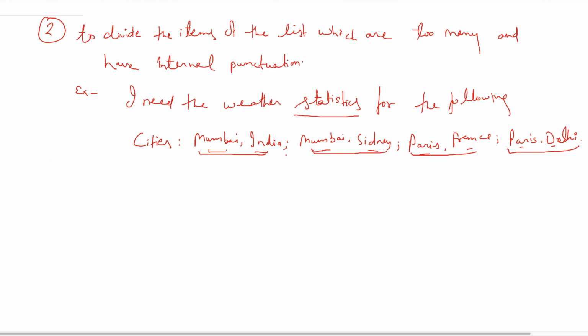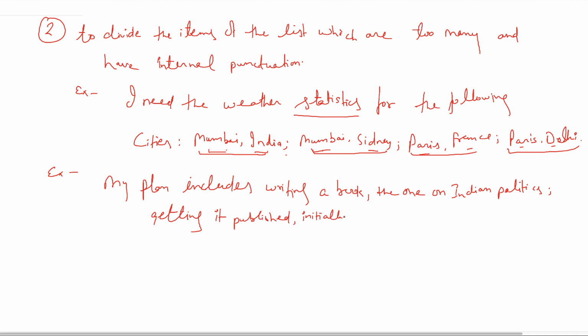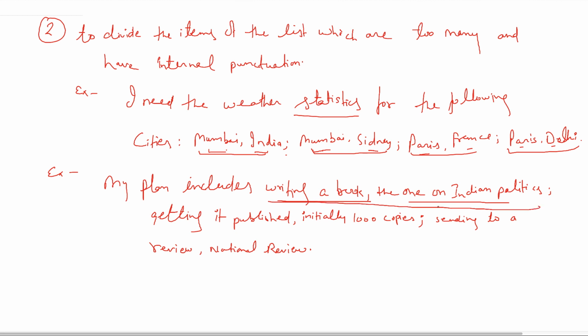We can take yet another example. My plan includes writing a book, the one on Indian politics; getting it published, initially 1000 copies; sending it to a review, national review. So here you look at the sentence. The plan includes many items. These items have further individual punctuation marks. Like he plans to write a book. It has a further quality, the one on Indian politics. So it is additional information that he wants to add with this writing a book. This is one of the items of the plan.